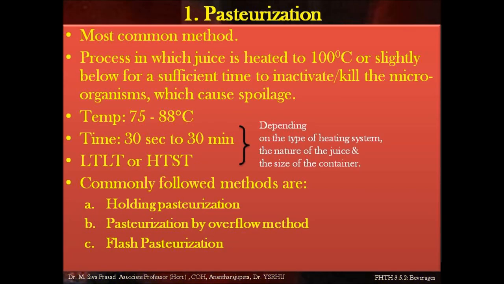The first method of preservation is by using high temperature. This is the temperature which you employ to kill or denature the microbes by applying high heat. That is your pasteurization. This is the most common method, usually employed in the milk industry. For preservation of milk, you use high temperature for a very short time. Juice is also heated to 100 degrees Celsius or slightly below that temperature, which will kill the microorganisms which cause spoilage. You apply a heat of 100 degrees Celsius, or slightly less, for a specific period of time, so that the microorganisms get killed.